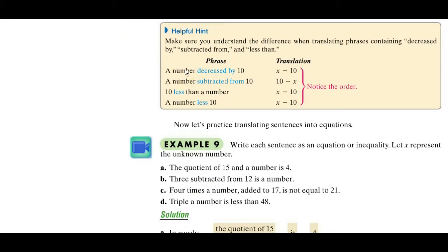Now, here order is important. A number decreased by 10. That's straightforward. Now, a number subtracted from 10. Here the 10 goes first, then the x is subtracted. 10 less than a number. Well, there's the number first, minus 10. The number less 10. You put the number less 10. So, a helpful hint. That's exactly what it is.